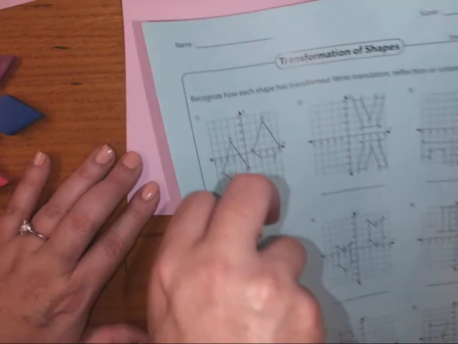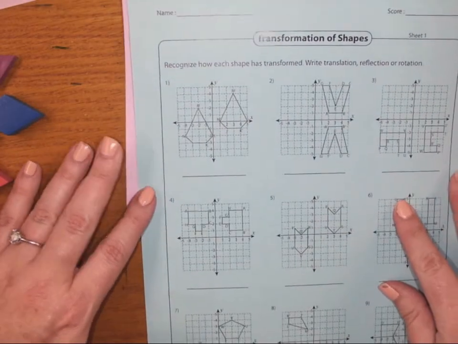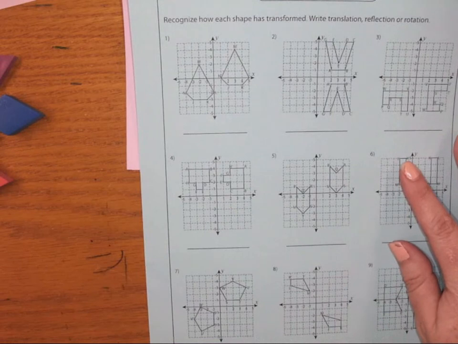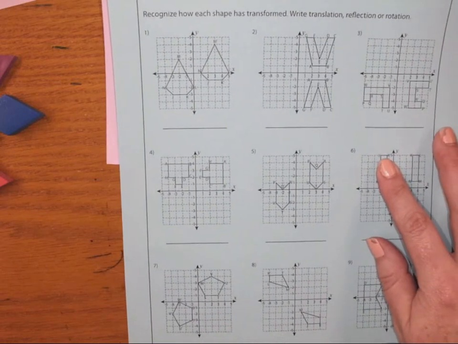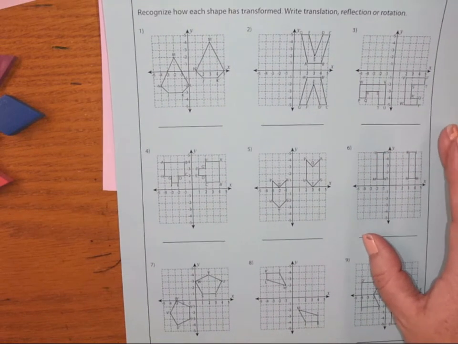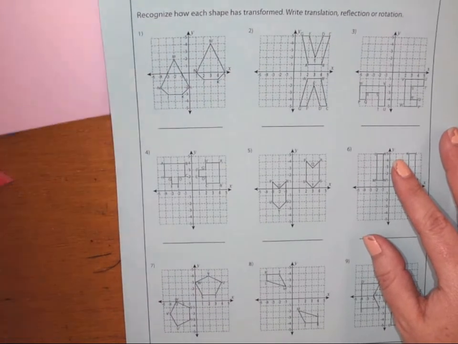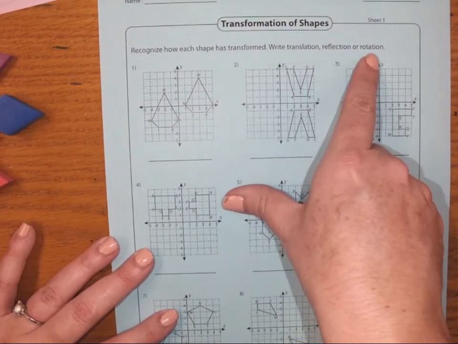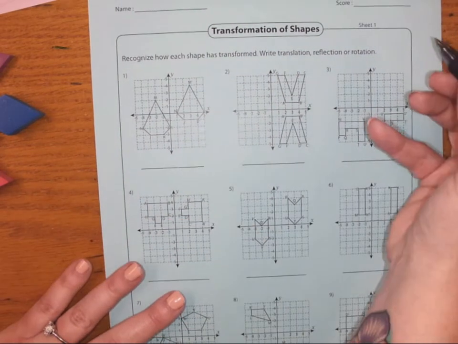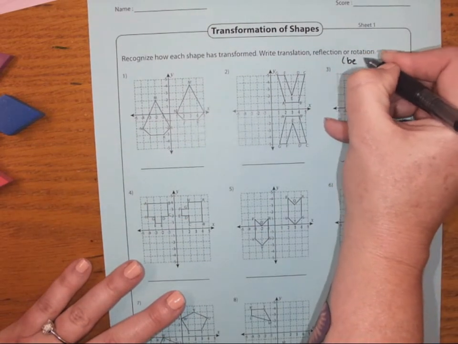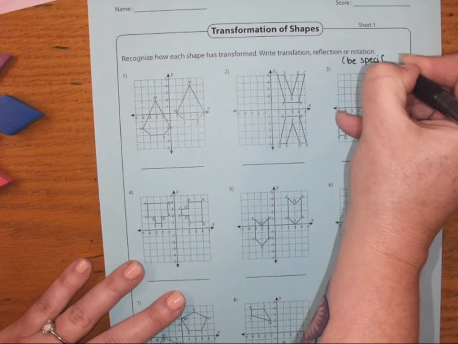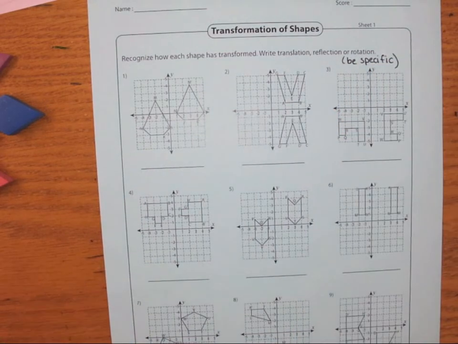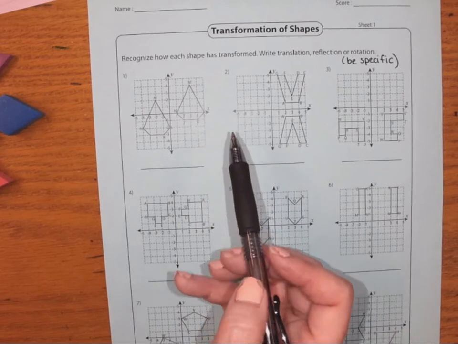But on the second page, I want to be clear about what I'm looking for. If you're watching the video, I'll know, so that you know what instructions I have for this homework. Notice the instructions say to write a translation, reflection, or rotation. But I'm going to add some extra instructions. I want you to be specific. In other words, I don't just want you to tell me it's a translation or a slide. I want you to tell me how it changed.